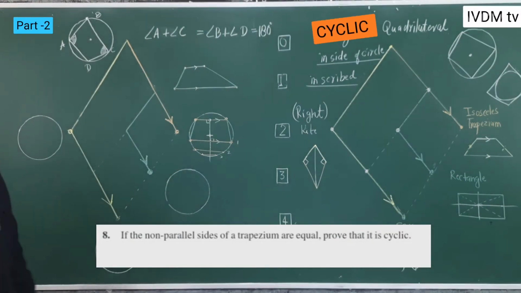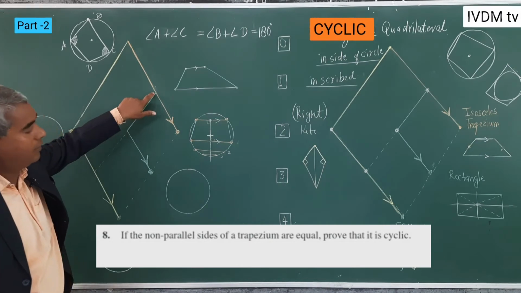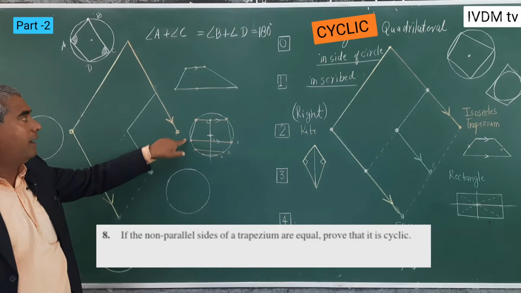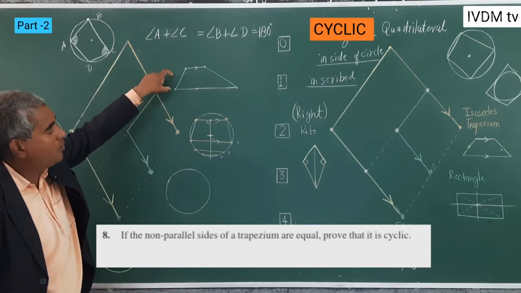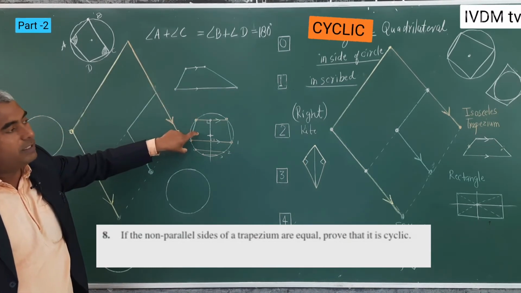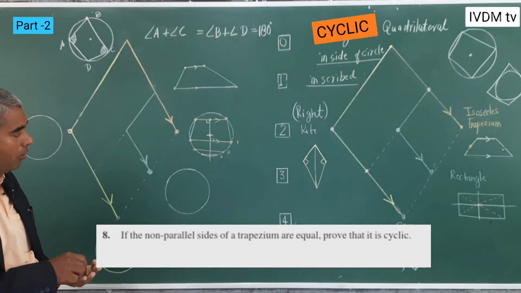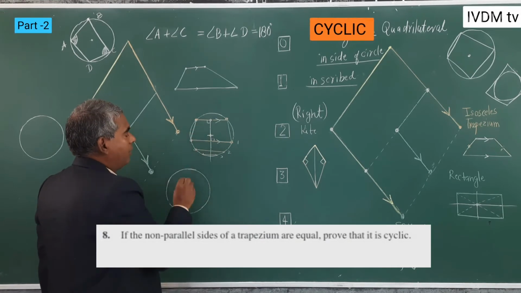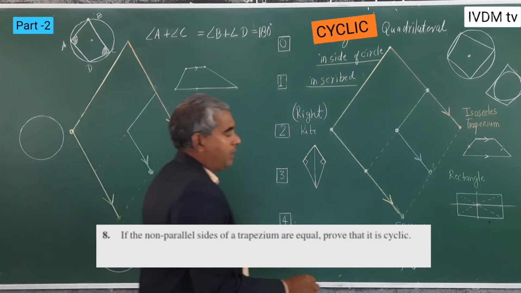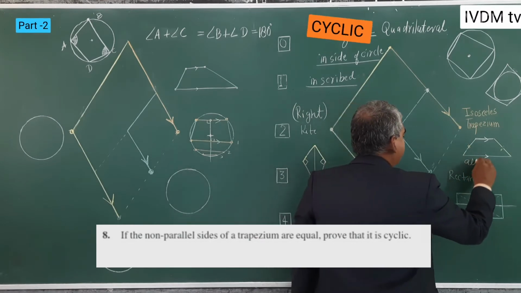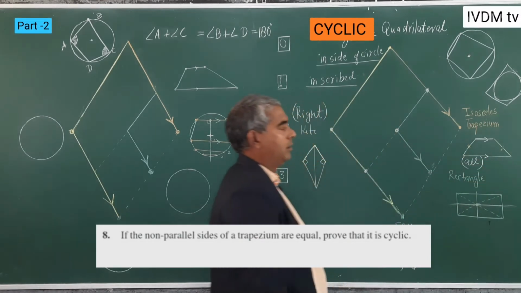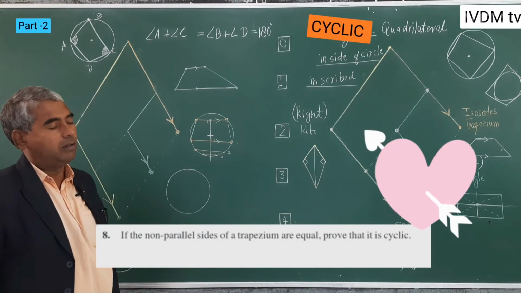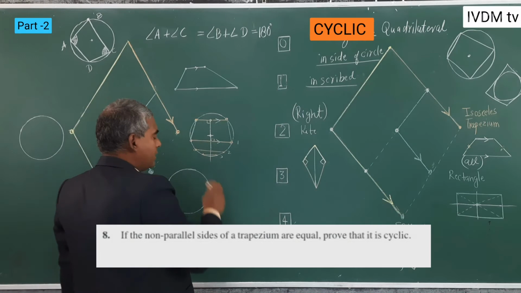So in question number 8, we will start from the trapezium to the isosceles trapezium. We have to prove it, which means a general trapezium is not cyclic, but all the isosceles trapeziums are cyclic quadrilaterals, all. Let me write here, all. Actually, why the all? Because of its construction.